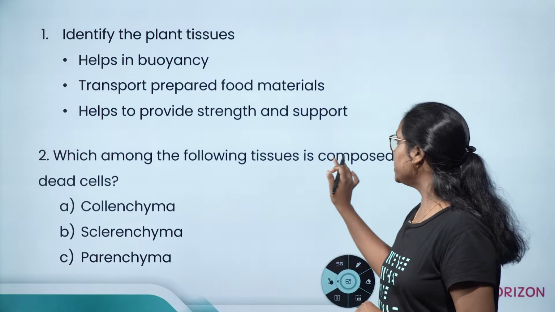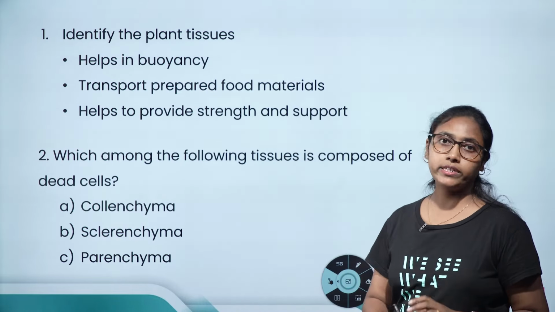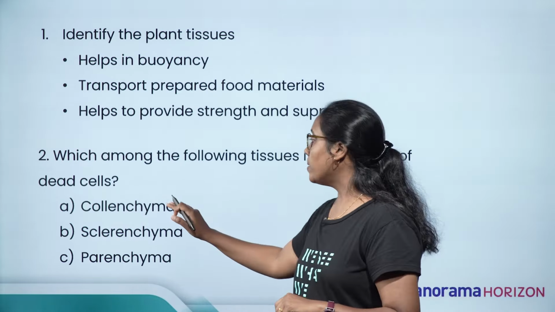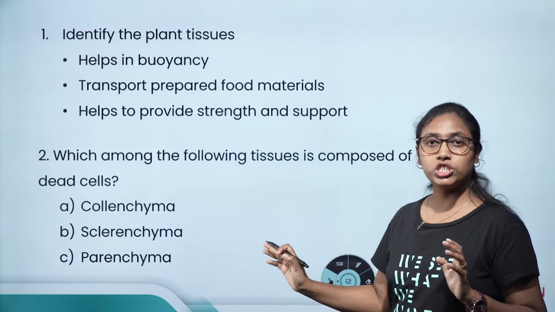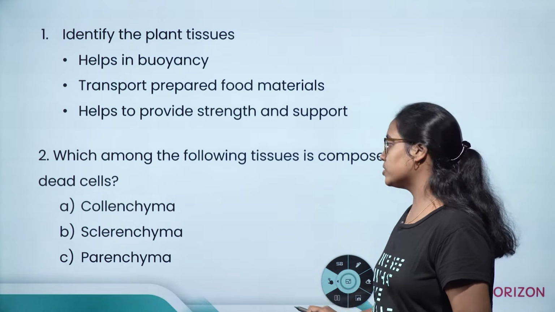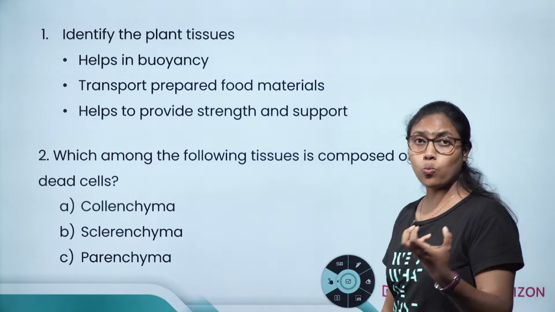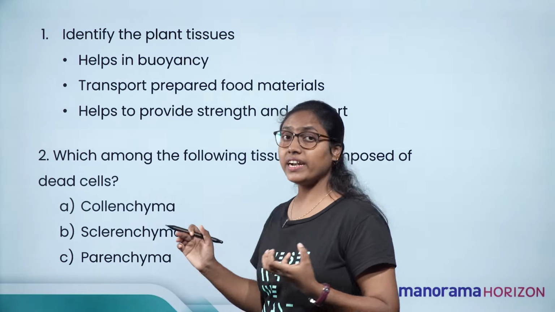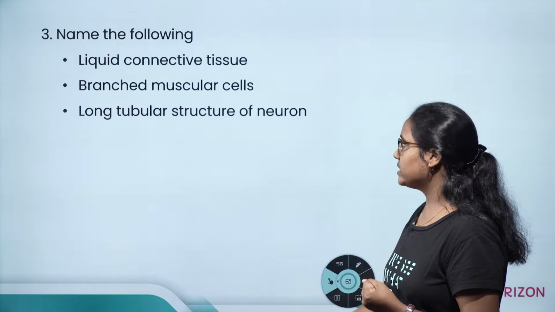Which among the following tissues is composed of dead cells? Here you can see three simple permanent tissues have been given. In that, which tissue contains dead cells? So, we know that it's Sclerenchyma, because Sclerenchyma has thick walls which prevent conduction of materials, hence they are composed of dead cells.